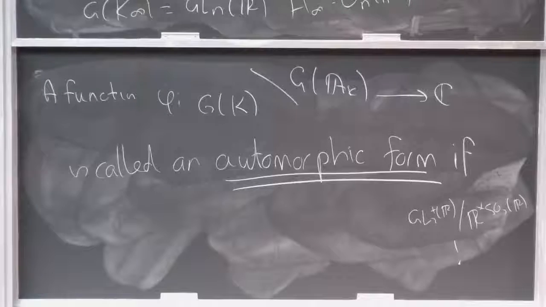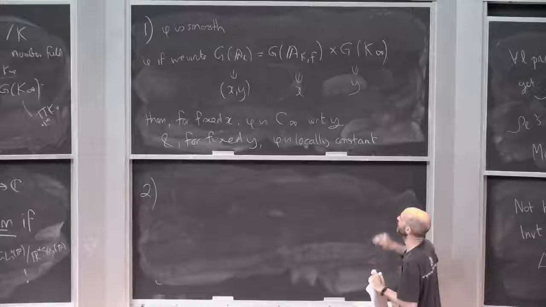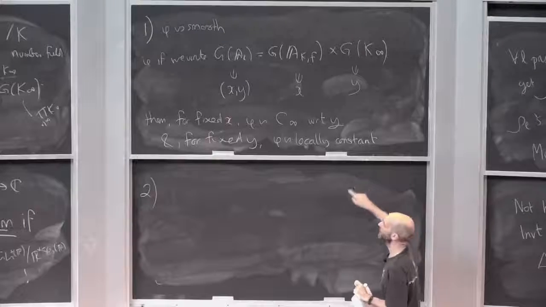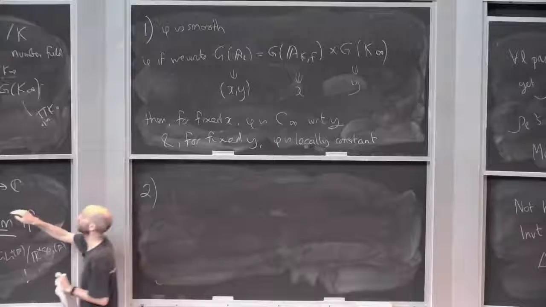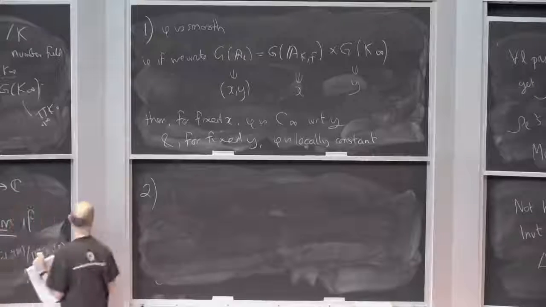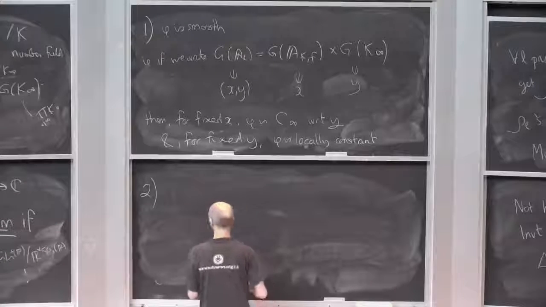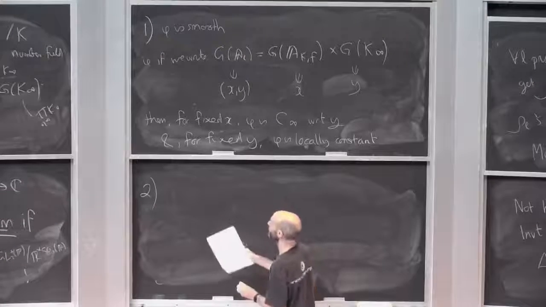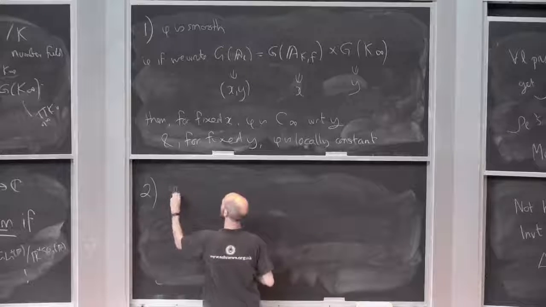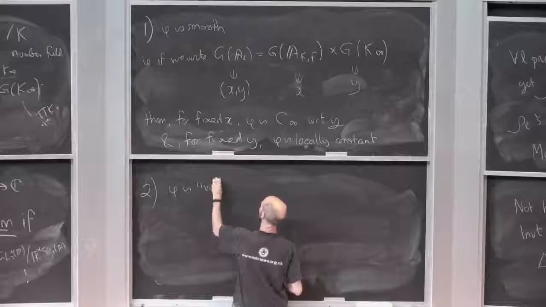So I want some kind of finiteness. You see, I've already got some kind of finiteness at the finite places. I've got locally constant, but I need even more, so we'll get more in a minute. And I want some kind of finiteness under the action of H infinity. So let me write down what this means. So phi is well behaved on compact subgroups.